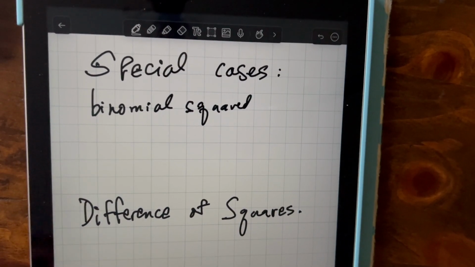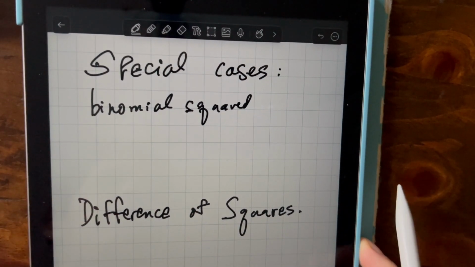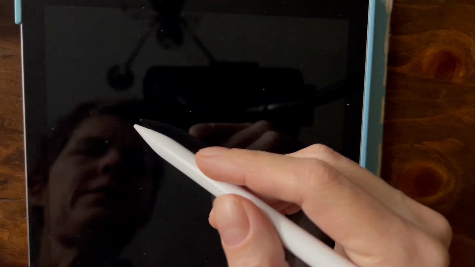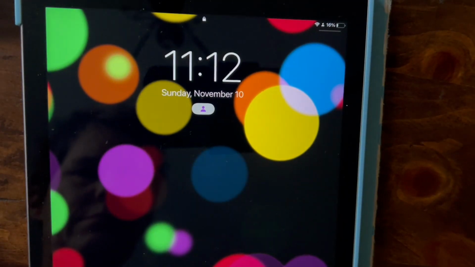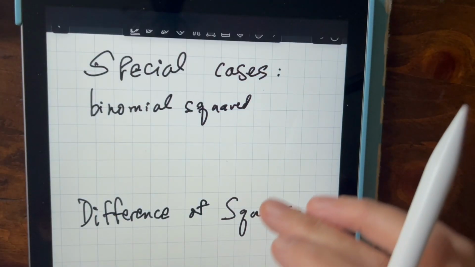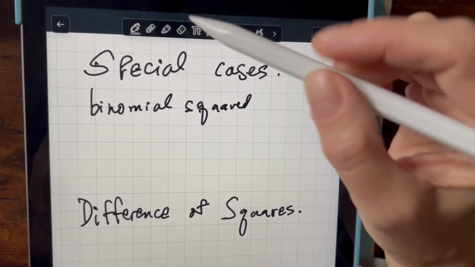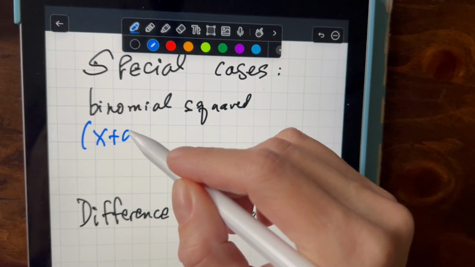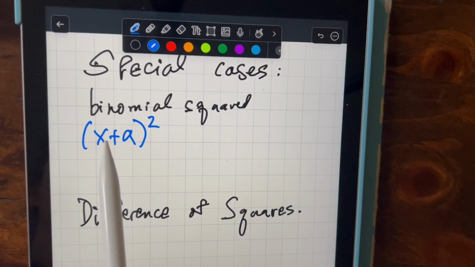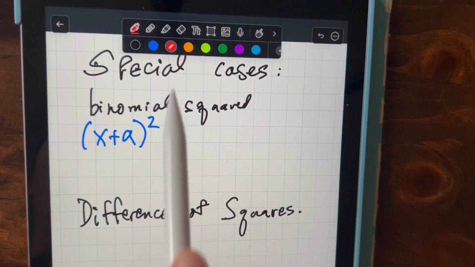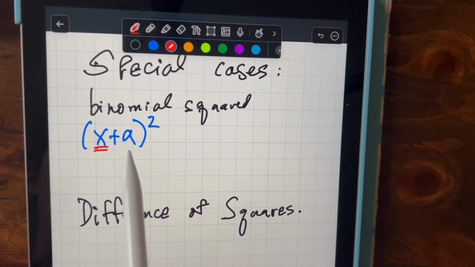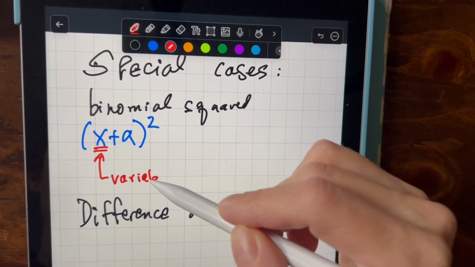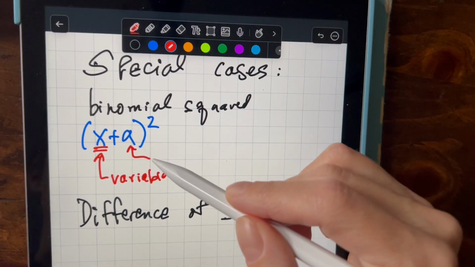Talking about special cases, what we mean by this are these ideas. This is like when you have x plus a quantity squared. Okay, so let's go through. This means the variable. And this is the constant.